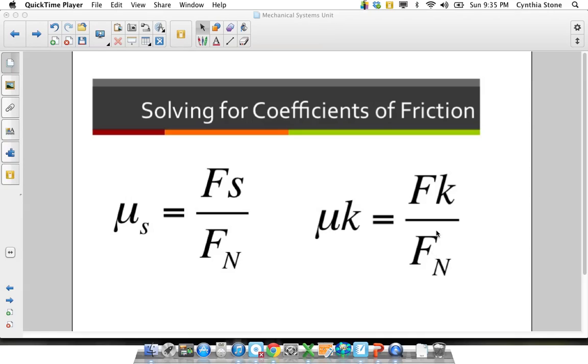This is just a rearranged form of that. Same here. So this is finding the static friction coefficient. This is finding the kinetic friction or sliding friction coefficient. And we'll do a couple of examples doing that.